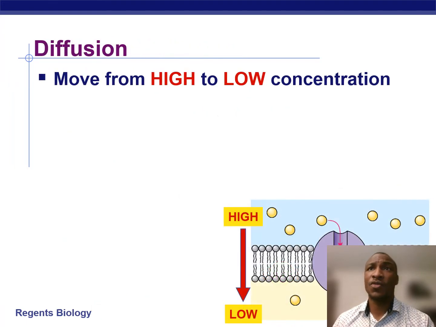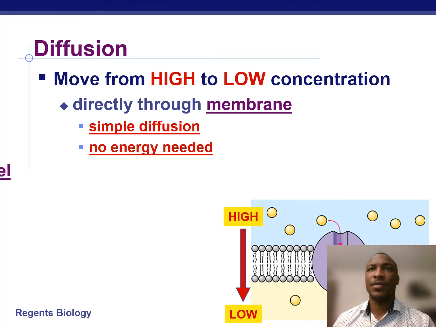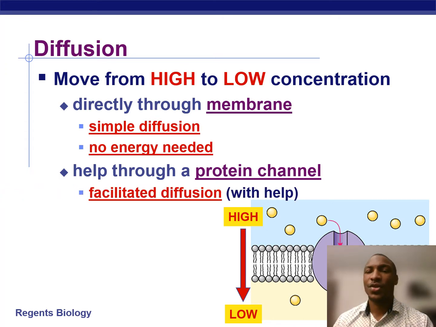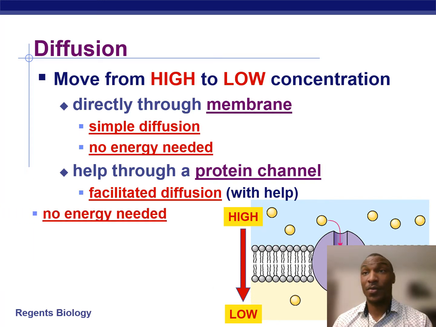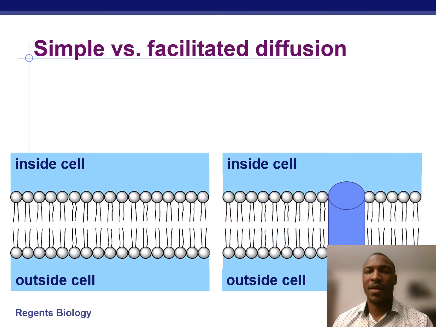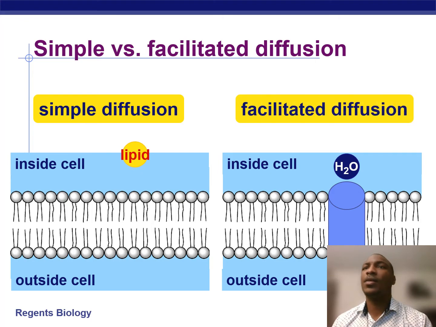So diffusion moves from high to low concentration directly through the cell membrane. This is simple diffusion. No energy needed. You can help this through a protein channel, but that changes the name from diffusion to facilitated diffusion, with help. All right, no energy needed. Same thing. And it has to go through a protein. So simple versus facilitated. So simple, directly through the cell membrane. Facilitated goes through the protein channel.